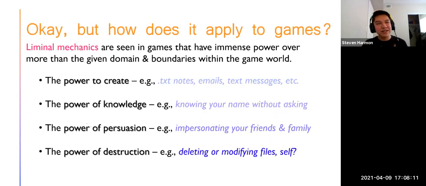But really, how does it apply to games? I think it's through the mechanics. Liminal mechanics are seen in games that have immense power over more than just the given domain and boundaries of that game world. This could be the power to create from text files, emails, messages; the power of knowledge, knowing your name without asking; the power of persuasion, impersonating your friends and family; the power of destruction, deleting or modifying files or deleting itself. There are a lot of really cool superpowers that games with liminal mechanics appear to have. And I'm going to teach you how to make them. But first, we have to understand them.